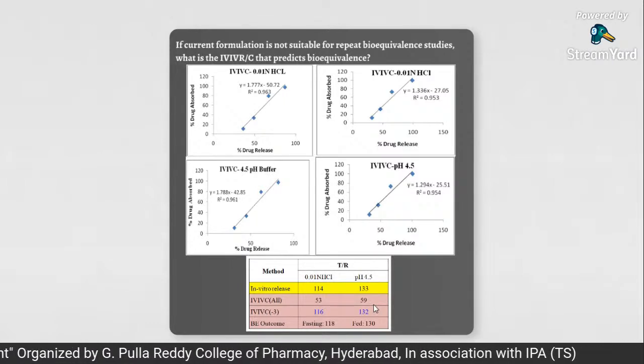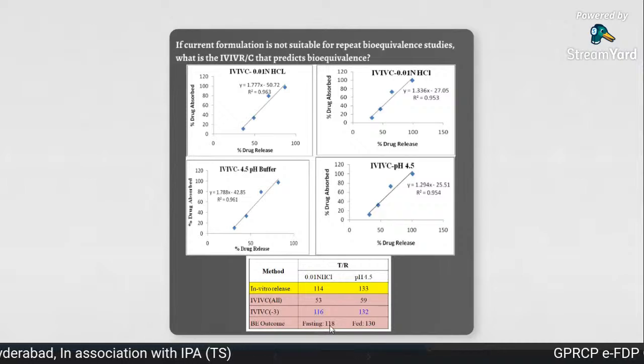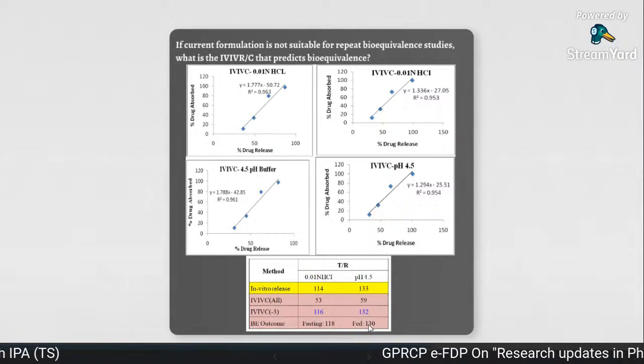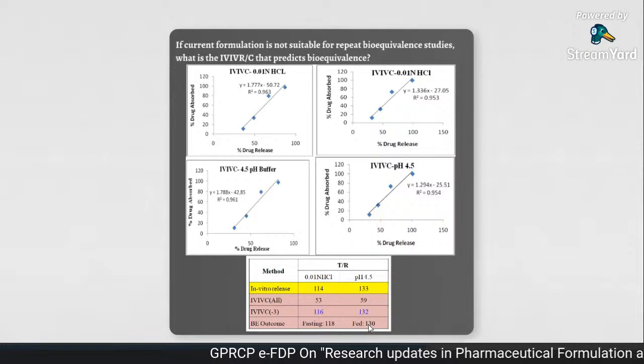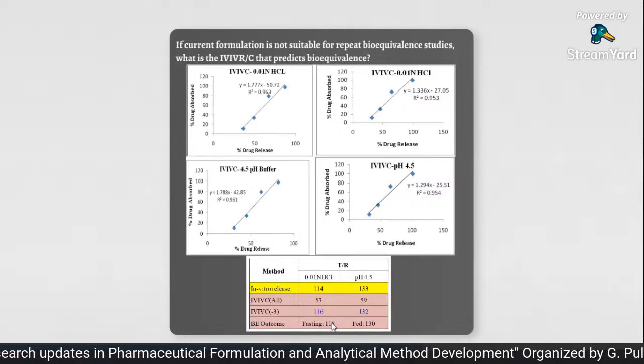If we remove the three subjects, then 116, 132. 116 is very close to 118. 132 is very close to 130. Then, removing the three subjects and doing the bioequivalence prediction, we would not have gone for the pivotal study. We would not have gone for the pivotal study.